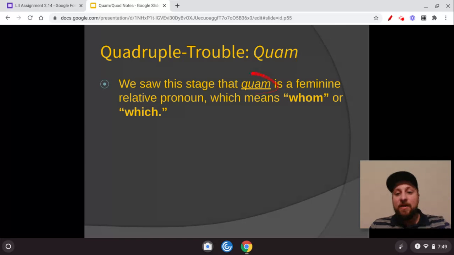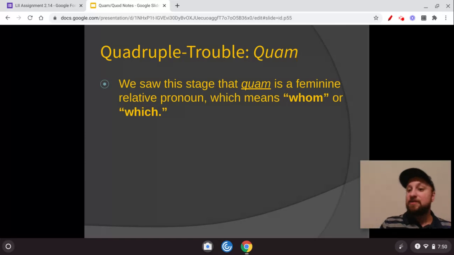So this stage, we also see that quam is a feminine relative pronoun. That was in the last video and exercise and set of notes. And it can mean whom or which, depending on what it's referring to. In class, we'll talk about how a feminine pronoun in Latin can refer to something that's neuter in English. We'll get to that in class.